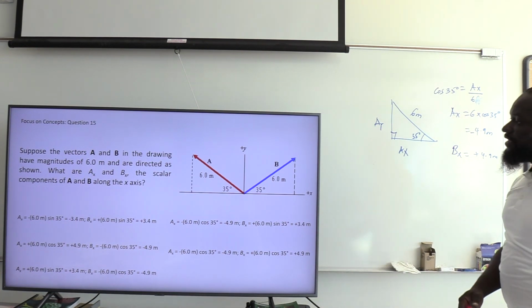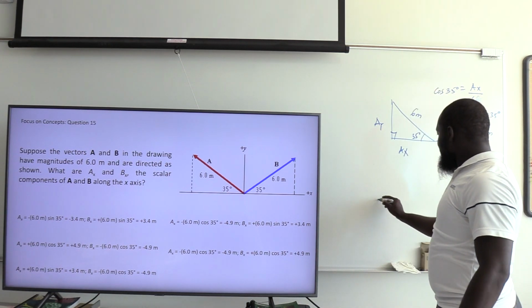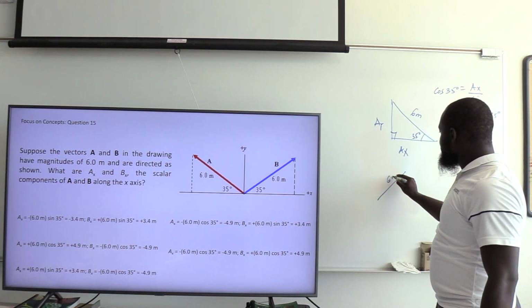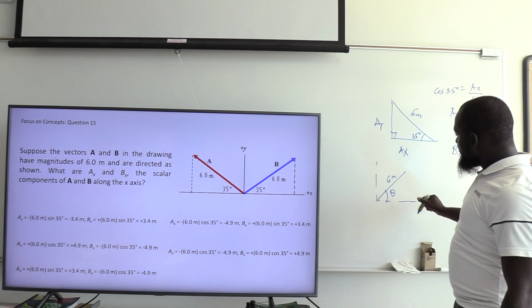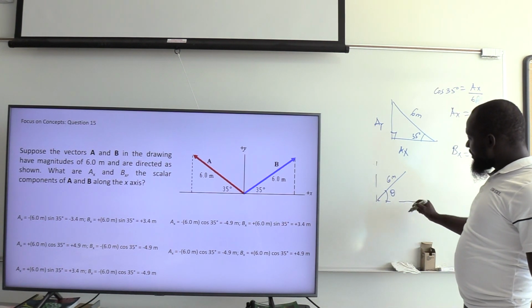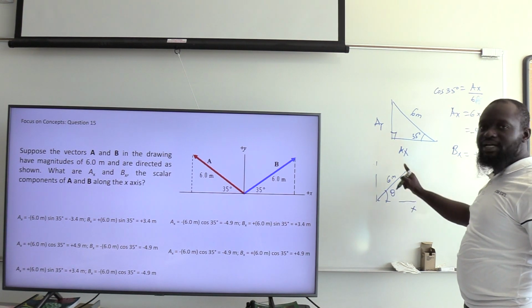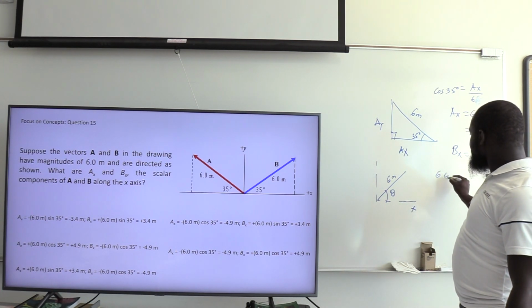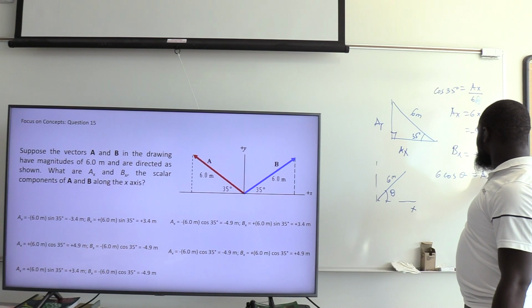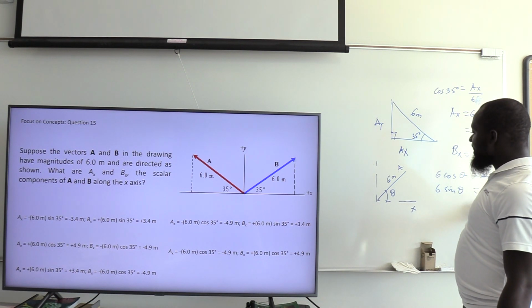And before I forget, in getting components, let me just tell you the trick to getting components. If I have a vector here, 6 meters, and an angle to the x-axis, say theta, and I'm looking for the x component, I take the cosine of that angle. That's instead of drawing a triangle and trying to think. So this is 6 cosine theta for Ax, for example. This is vector A. And Ay will be 6 sine theta. I just changed the cosine to sine. That will give me my Ay.